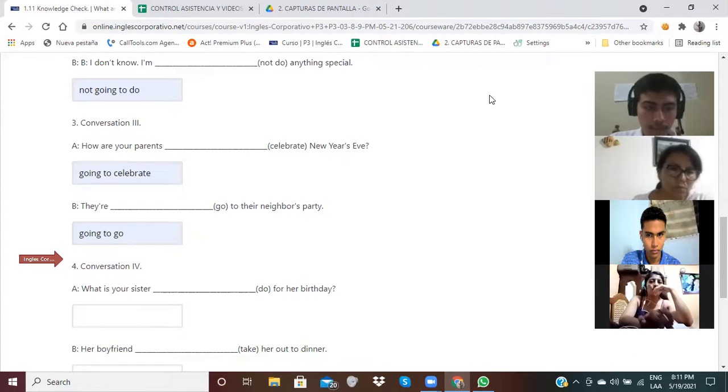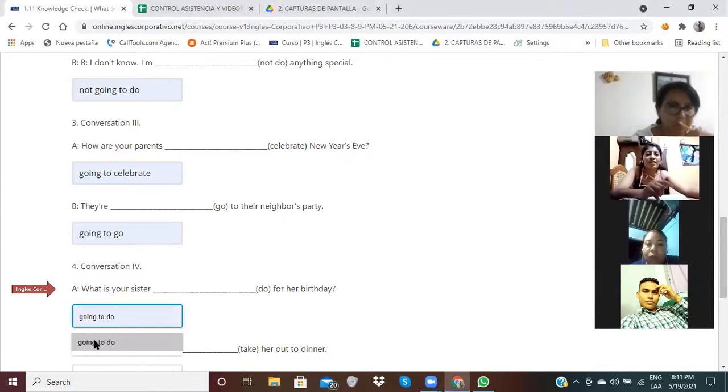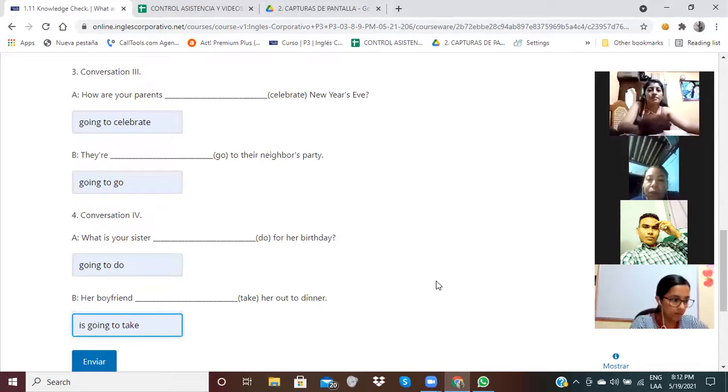Rodrigo Daniel, number four. Rodrigo Daniel, ¿tiene en silencio su micrófono? Okay. And dice, what is your sister going to do for her birthday? Very good. Going to do. Excellent. And the last one, Maria Angelina. Her boyfriend's going to take her out to dinner. Excellent. Perfect.